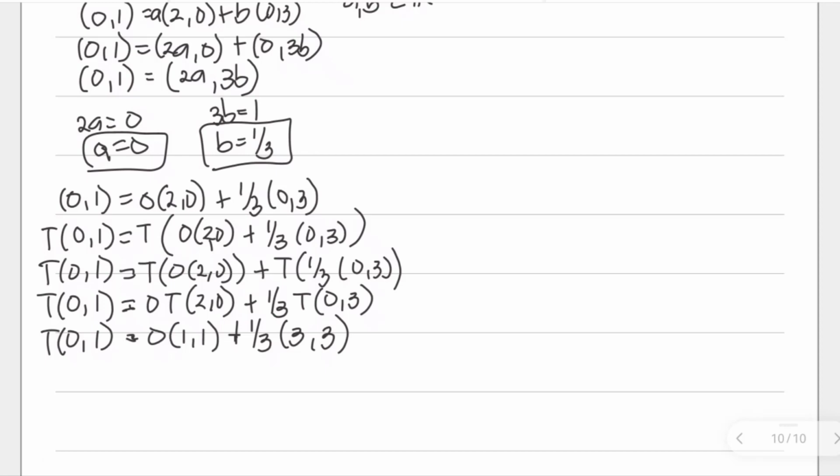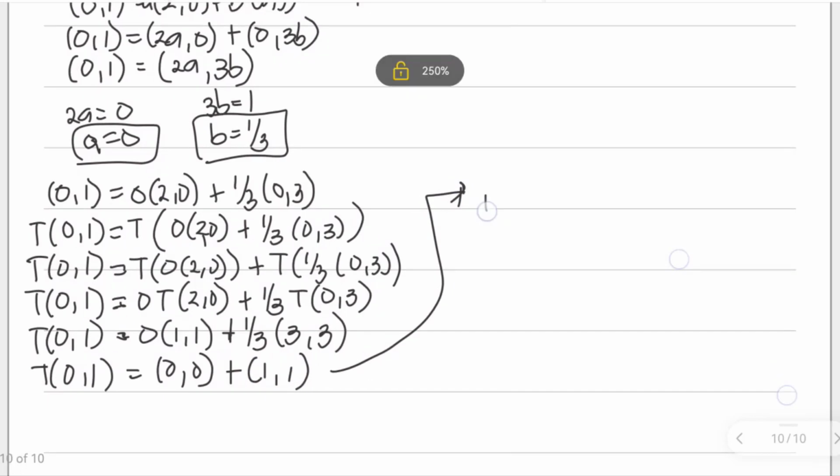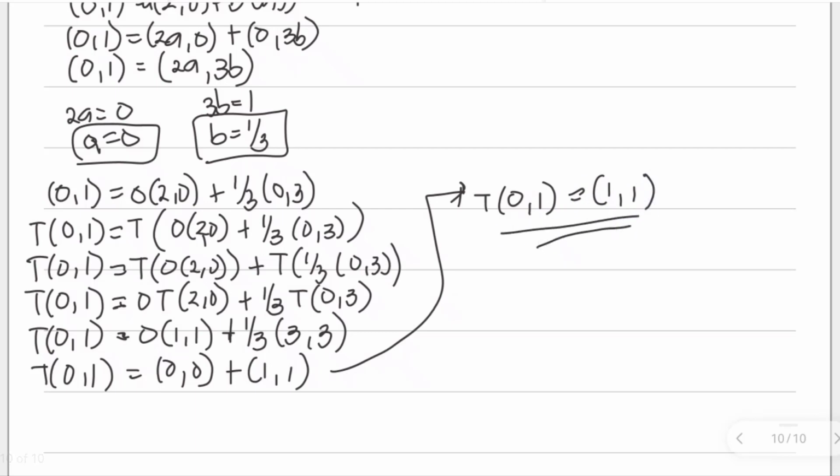So with this, we have (0, 1). This is (0, 0) plus (1, 1). In short, the linear transformation of (0, 1) is equal to (1, 1). This is the result for the second item.